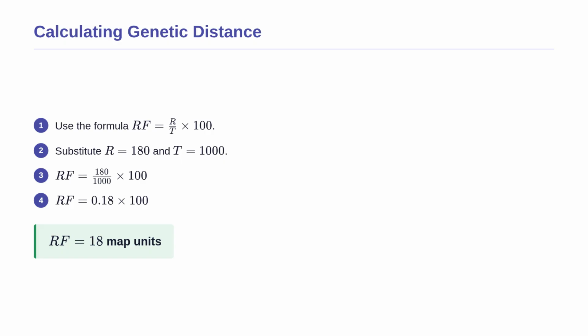With our R value calculated, we can now find the final genetic distance. We take our 180 recombinants, divide by the 1,000 total offspring, and multiply by 100. This gives us 18%. In genetics, 1% of recombination is mathematically defined as 1 map unit, or 1 centimorgan. So the physical interpretation here is that the gene for body color and the gene for wing shape are located exactly 18 map units apart on the same chromosome. This distance tells us that these genes are fairly close together, but still have a moderate chance of crossing over during reproduction.